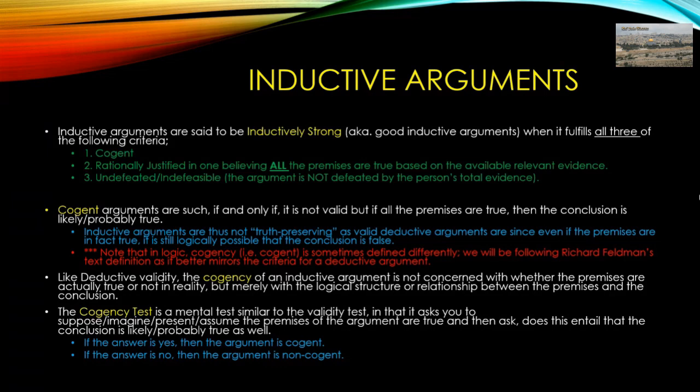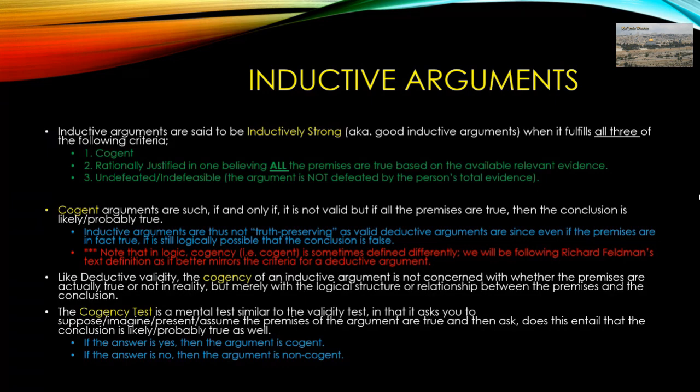But before we get into that, let's look at number one, the cogency criterion. What does it mean for an argument to be cogent? Well, an argument is said to be cogent if and only if it is not valid, but if all the premises are supposed to be true, then the conclusion is likely or probably true. Okay, so inductive arguments, when they're cogent, it means they're not valid. So the argument is not truth preserving. The conclusion is not guaranteed to be true if we assume the premises are true. The conclusion is likely or probably true if we assume the premises are true.